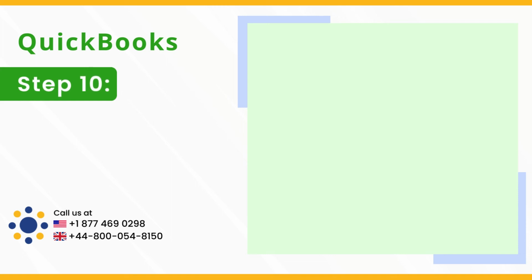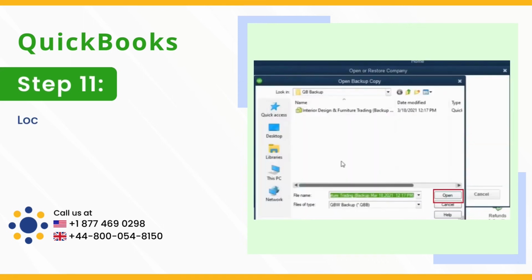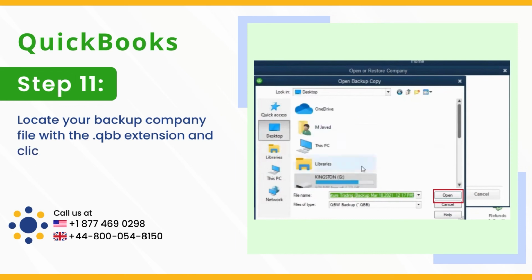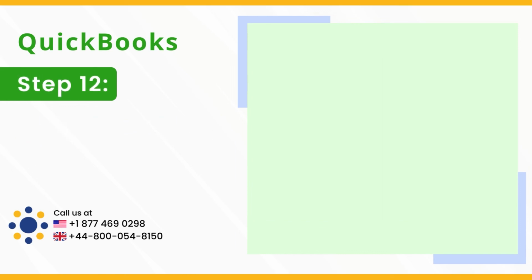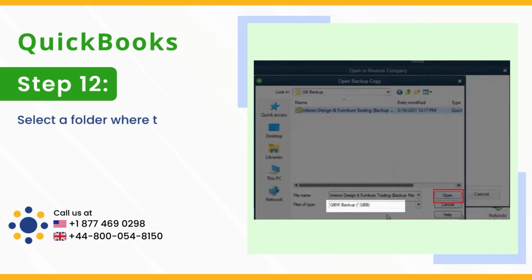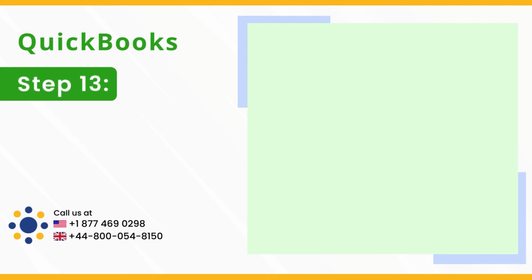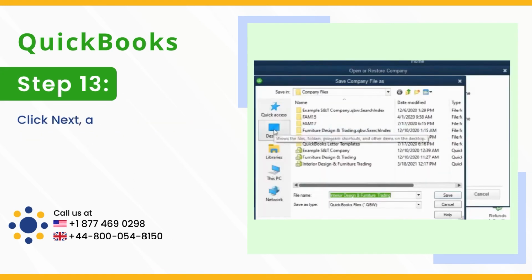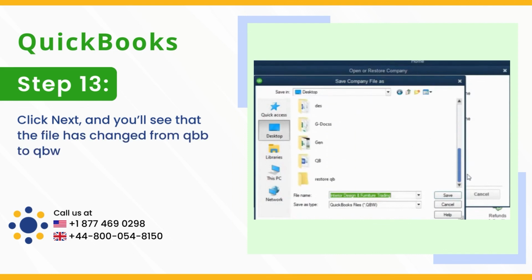Step 10. Now, select Local Backup and then Next. Step 11. Locate your backup company file with the .qbb extension and click Open. Step 12. Select a folder where to save the restored company file, then select Open. Step 13. Click Next, and you'll see that the file has changed from QBB to QBW.